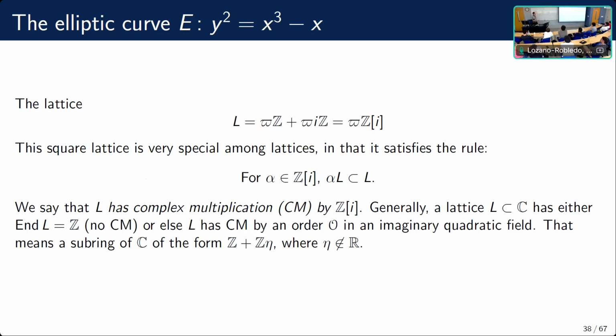But that's a special property, isn't it? Most lattices are not going to have any such symmetries. These two are very special.